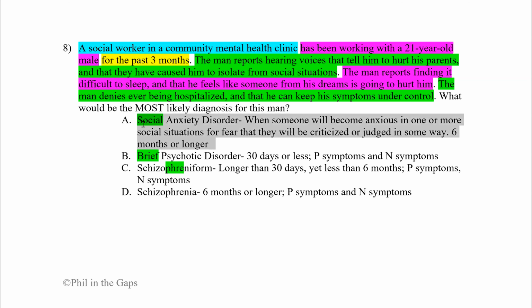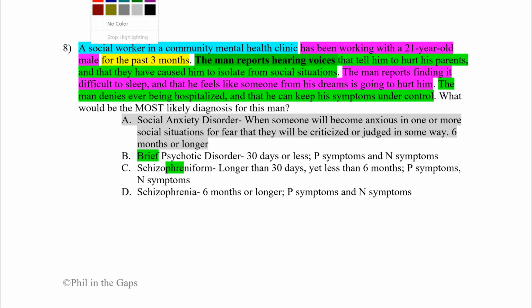So right off the bat, we're going to rule out A. Why? Because he says he's hearing voices, and yes, he's isolating himself from social situations, but not based on him being criticized or demeaned or judged in any way. He's more worried about hurting people based on hearing voices that tell him to do so. So for that reason, A is going to be ruled out.